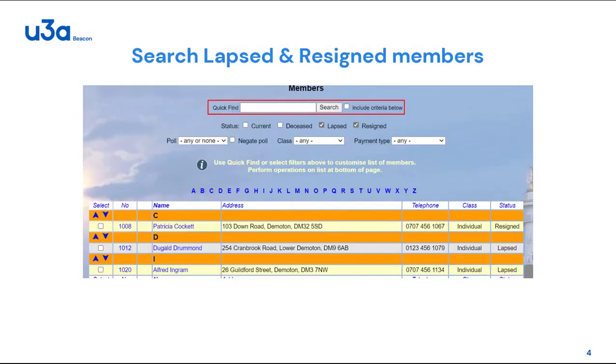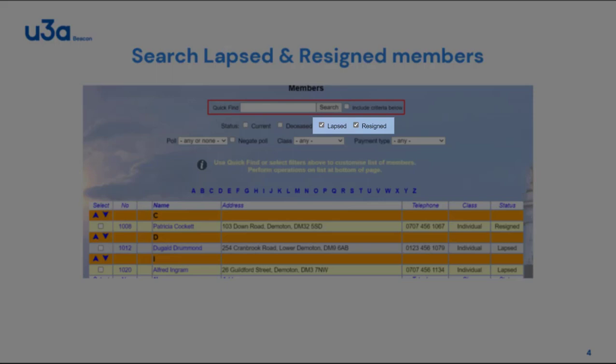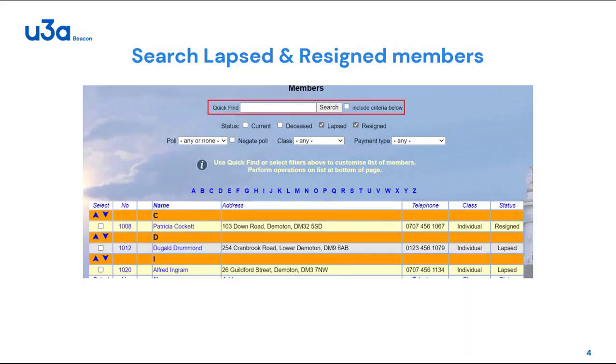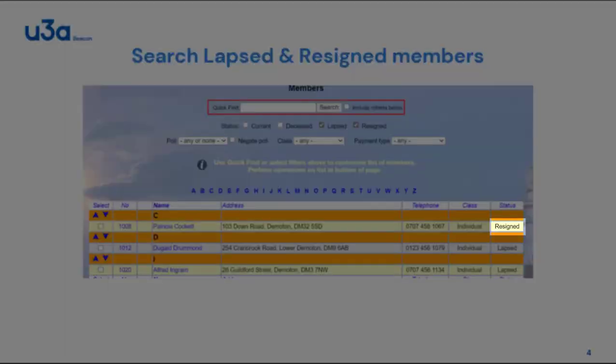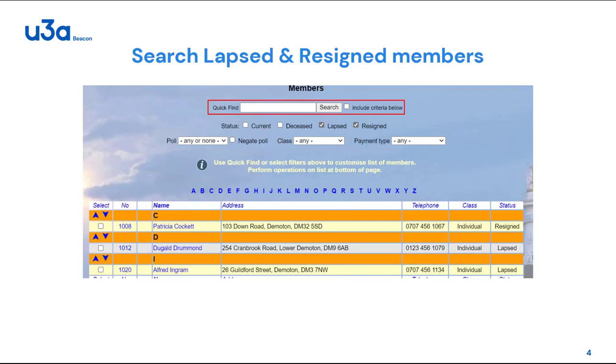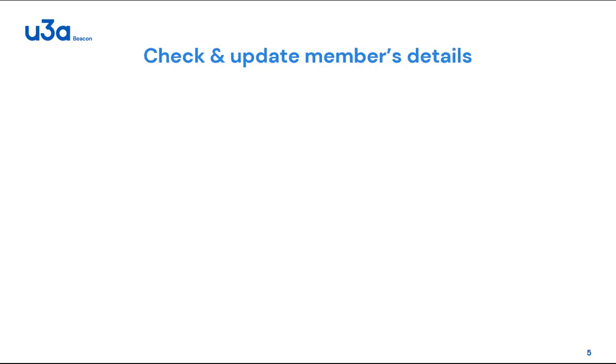If you can't find the person, select the lapsed and resigned boxes at the top of the list. If the member is marked as resigned, you'll need to change this as described in the next slide. If the name still can't be found, you're dealing with an application to become a new member, which needs to be handled separately. Before processing the renewal, it's prudent to check the member's details on Beacon.